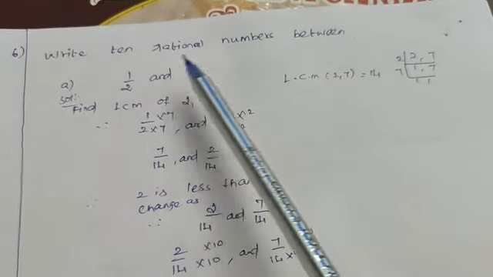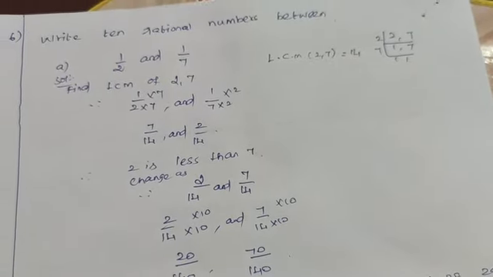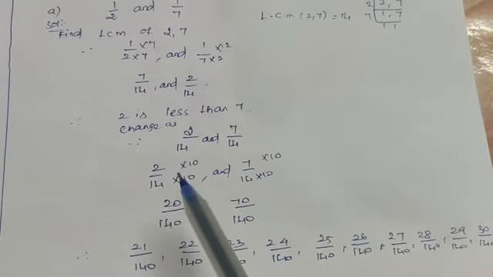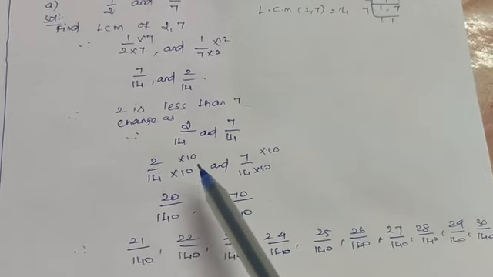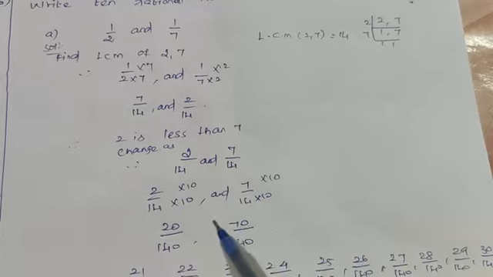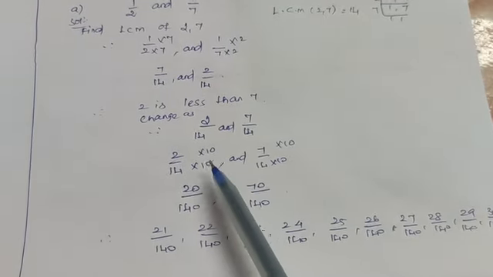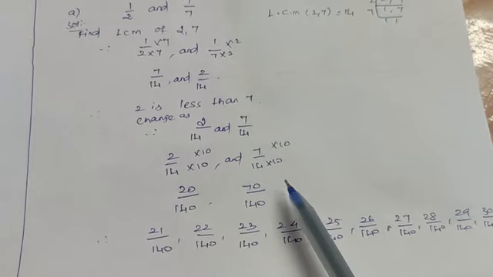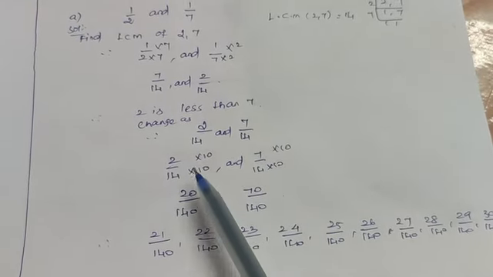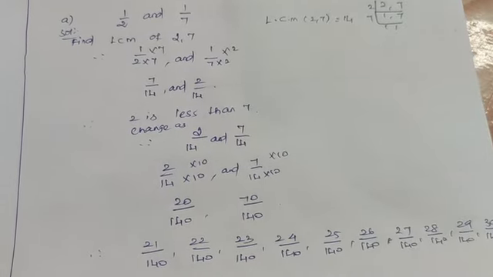Now we need 10 rational numbers. So already it's 2 and 7. In between 2 and 7 we have few numbers. So you can introduce 10 or more than 10: 11, 20, 100, 1000 you can introduce. Here suppose you introduced 10. So 20 divided by 140, 70 by 140. So just introduce 10 in numerator and denominator. Multiply 10 in numerator and denominator here also.